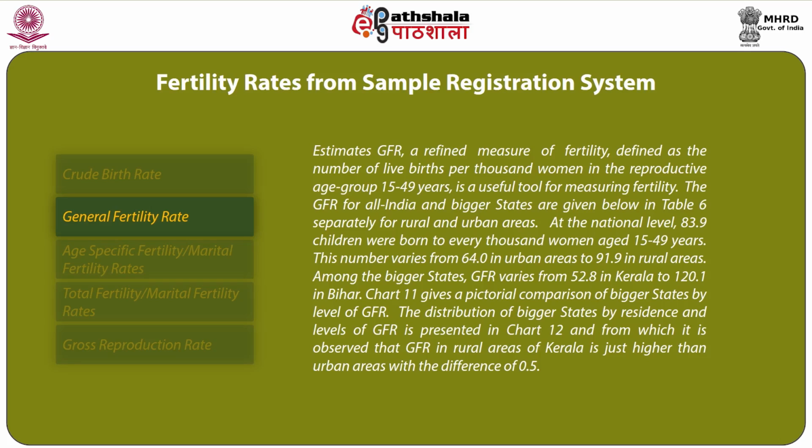If we analyze among different states, the general fertility rate has shown that it varies from 52.8 in the state of Kerala to as high as 120.1 in the state of Bihar.